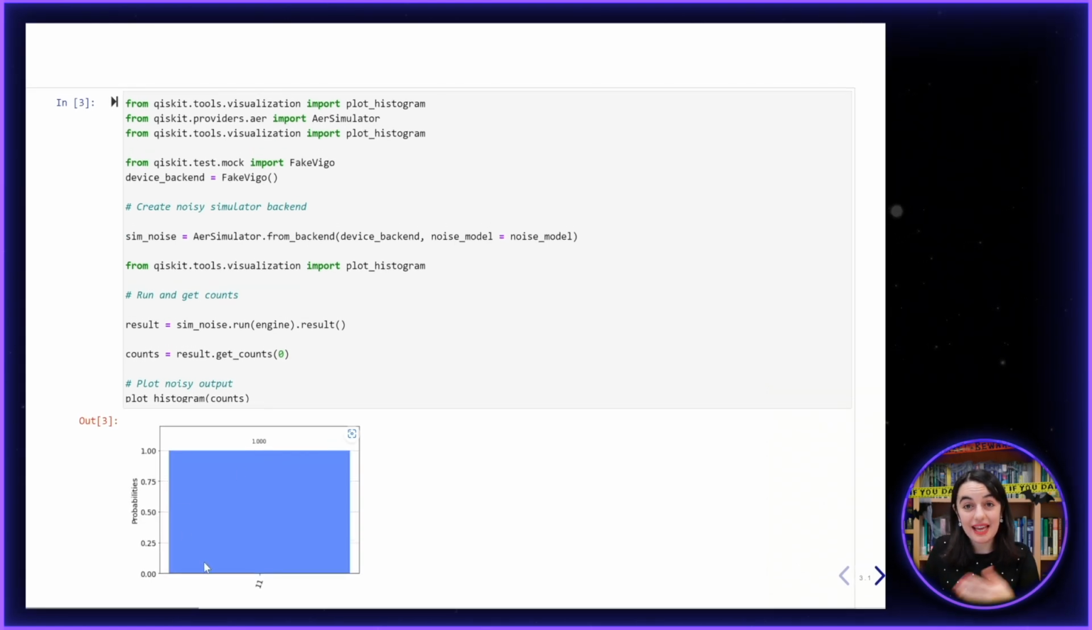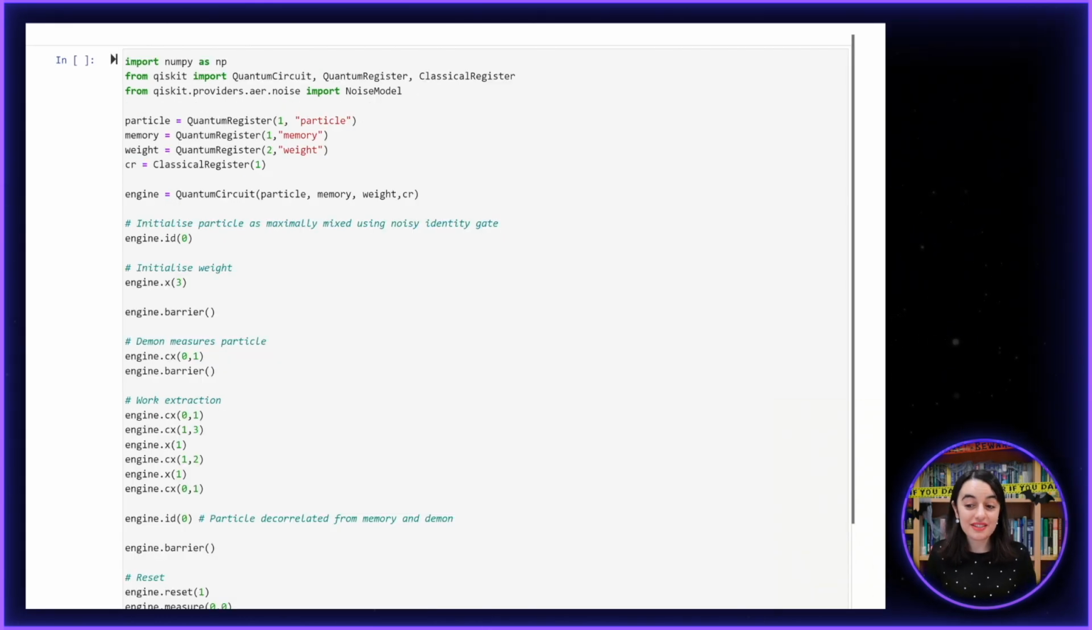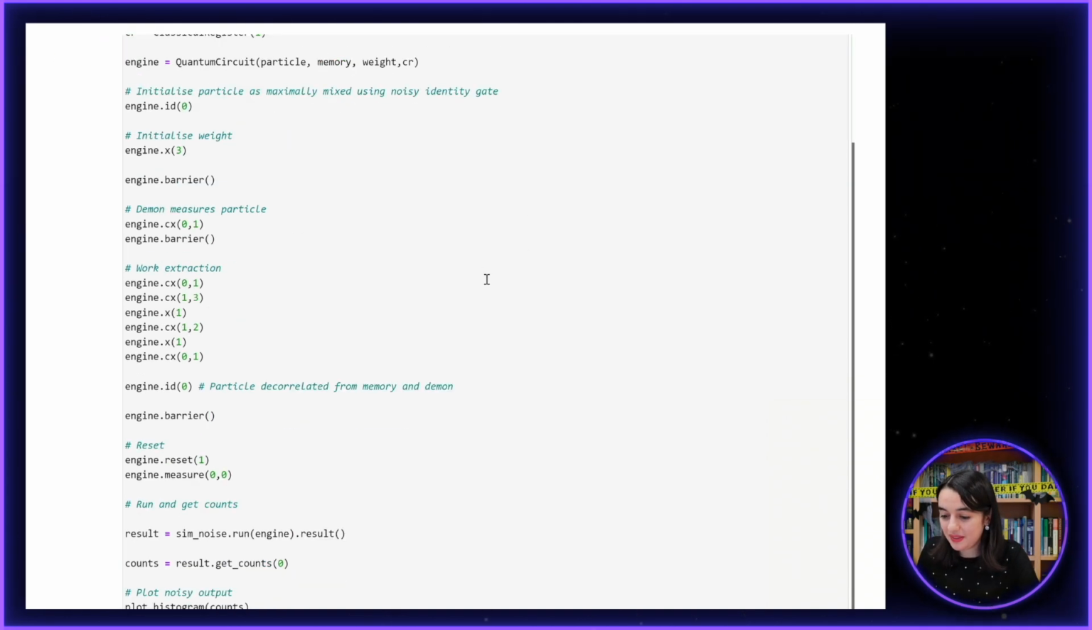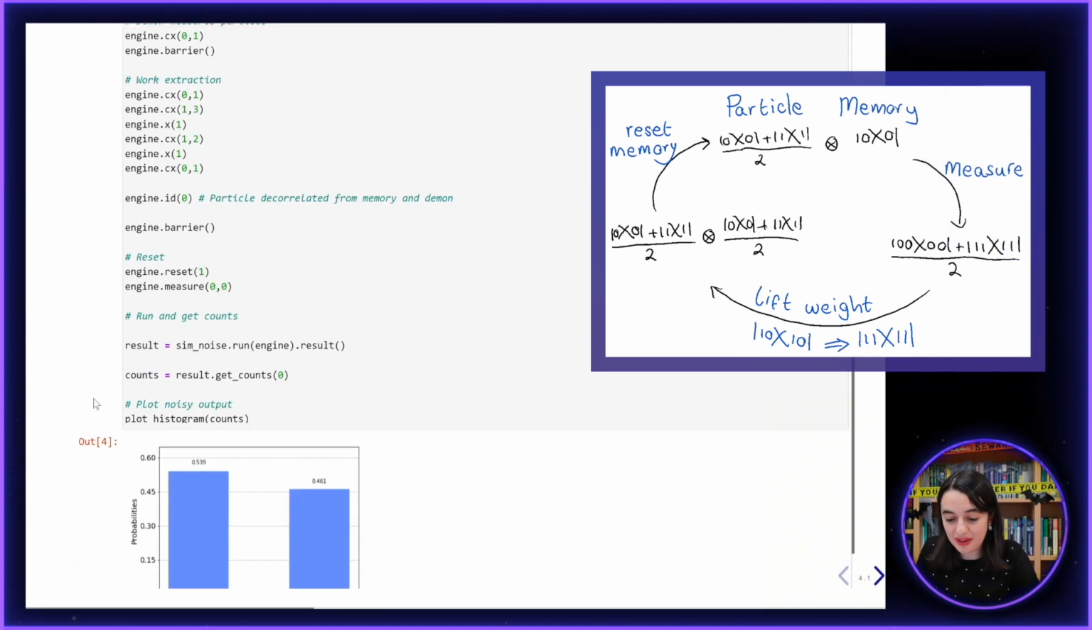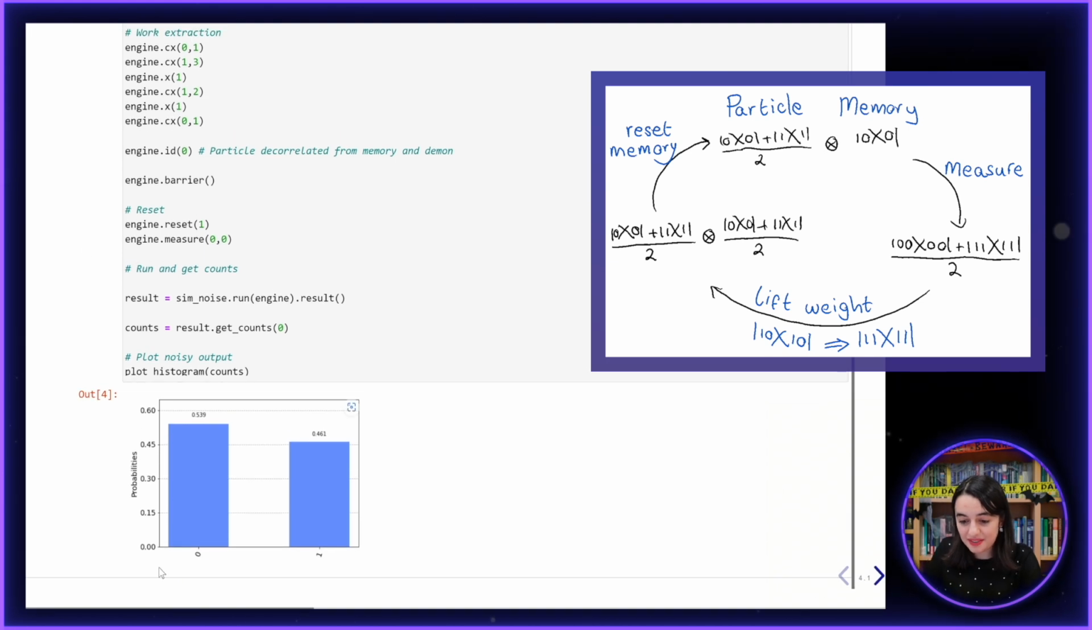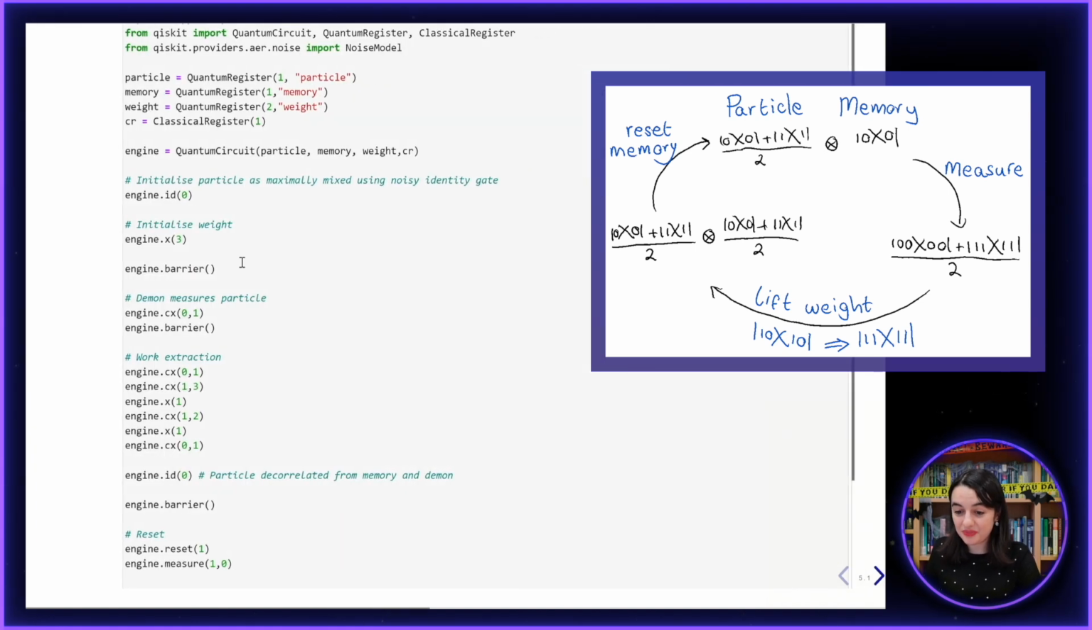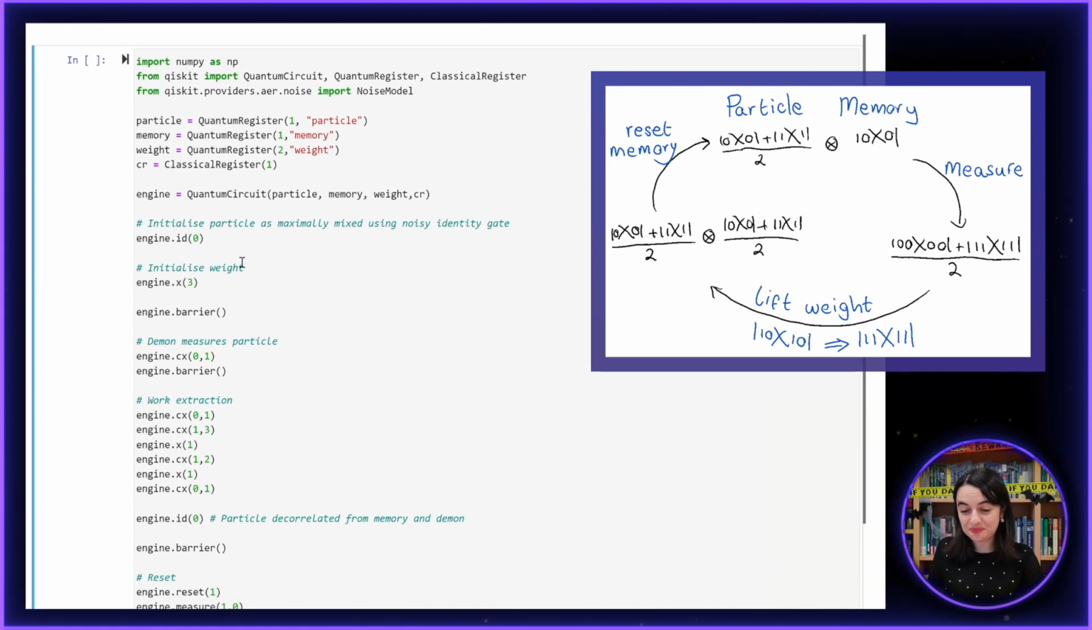So we can see that the output of the weights is 1, 1. So our weights have been successfully lifted to the high energy state. Now let's check what states the particle and memory have ended up in. If we check the state of the particle by adding a measurement to the particle instead, then we see it has equal chance of 0 and 1, which is what we expect if the particle has ended up maximally mixed again, ready for the next round of the cycle.